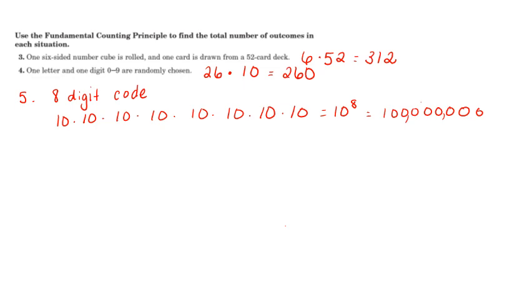So, fundamental counting principle, you take how many are in each category, and you multiply them together. So a 6-sided cube times 52 cards. 26 letters times 10 numbers. And then for the 5th example, 10 times 10 times 10 times 10 times 10 times 10 times 10 times 10. I have to make sure I say enough tens. All right, and multiply the 8 tens to find out how many different choices there are for an 8-digit code.